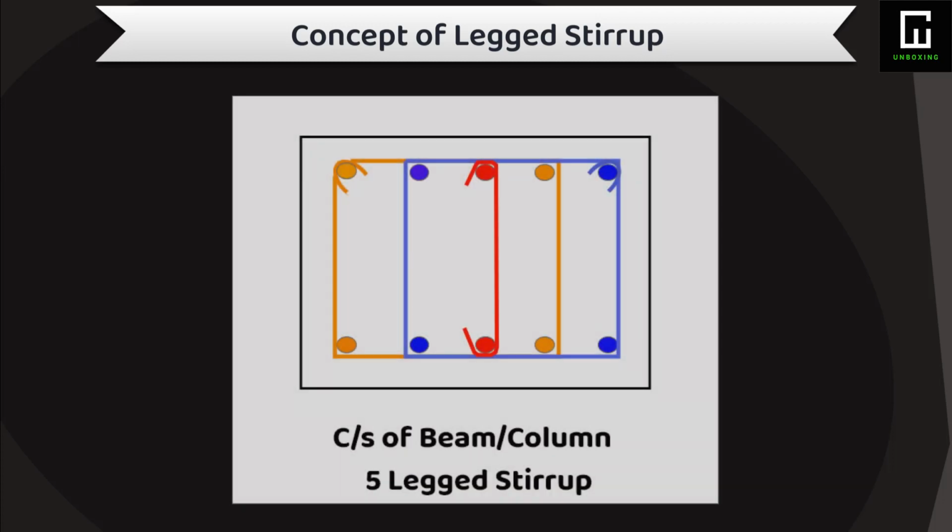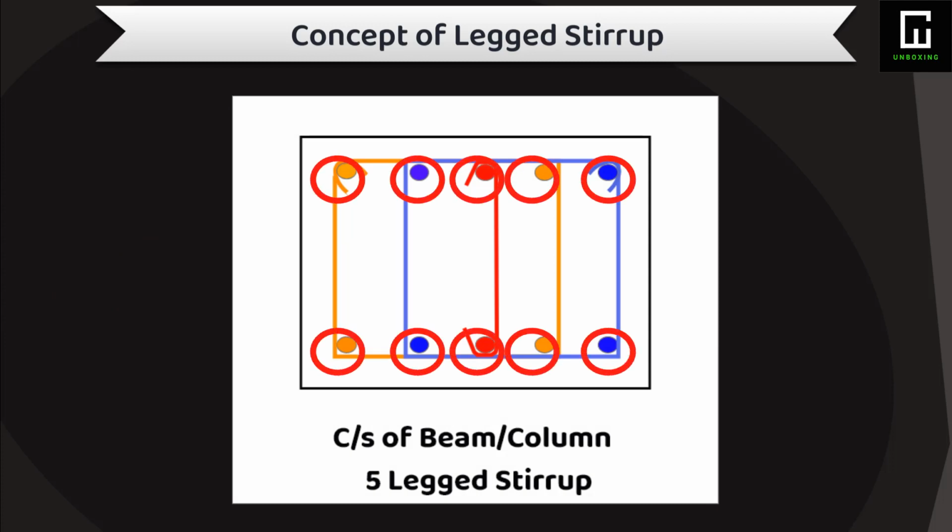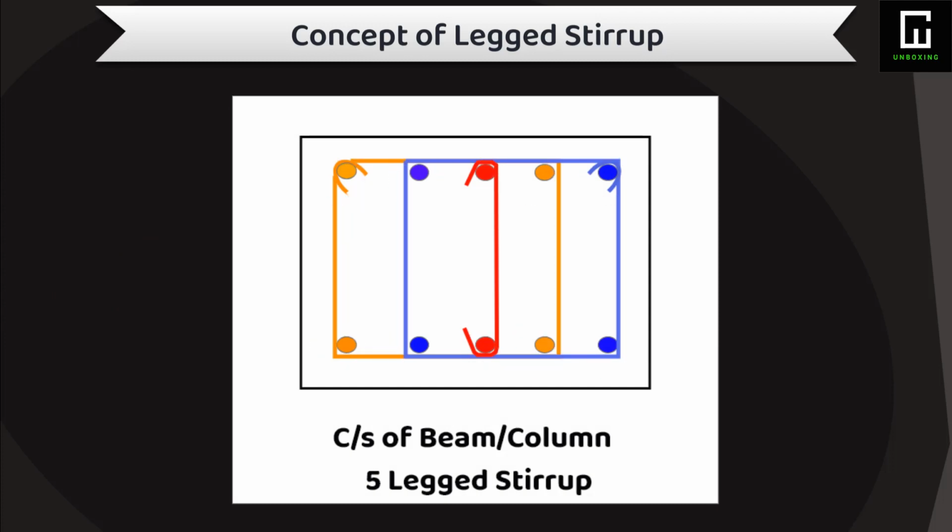Similarly, in the fifth type of cross section, we can see that it has 10 bars and it is connected with 2 stirrups, out of which 2 stirrups are divided with 4 bars and one link or hook at the middle bars. So here we can see that there are 5 vertical legs of 3 stirrups. That is why we can say that this type of cross section is a combination of 5-leg stirrup.